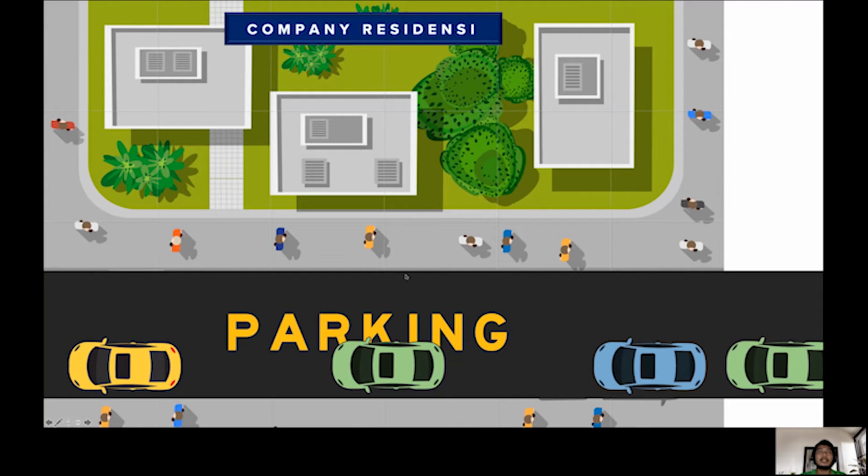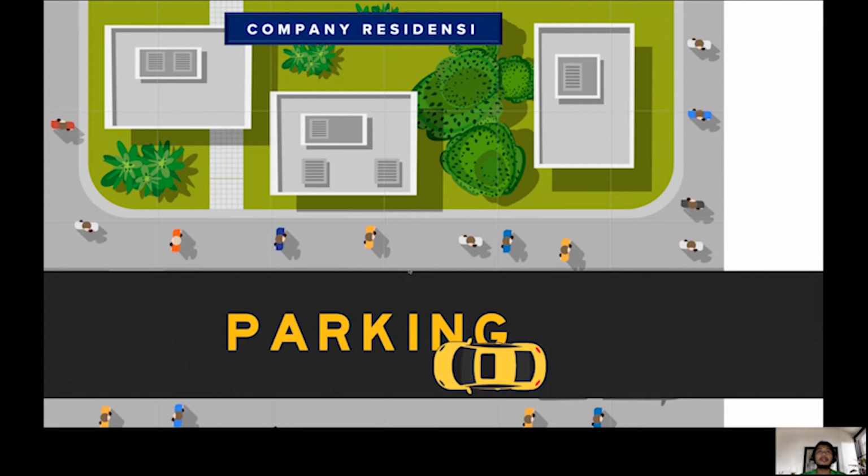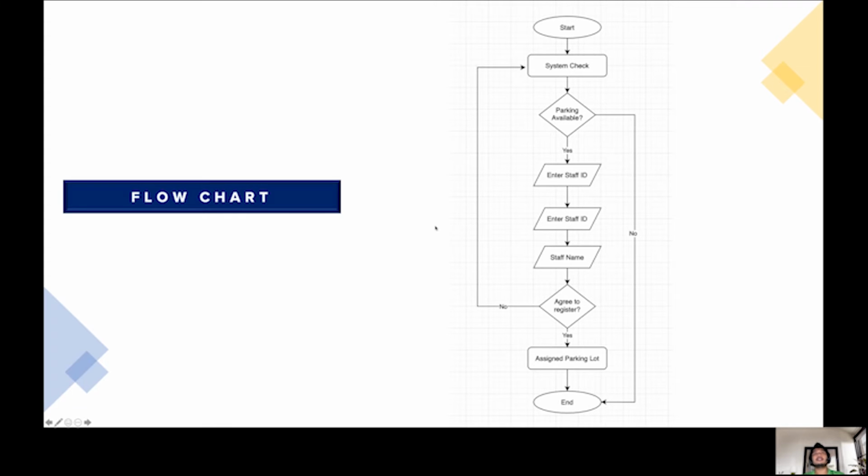So that's how we apply it to our real life free space management system. And also for the flow chart, basically what the user needs to do is go to the system check. The system check is just to verify whether the user is staff or not, and after that we will search for any parking available.